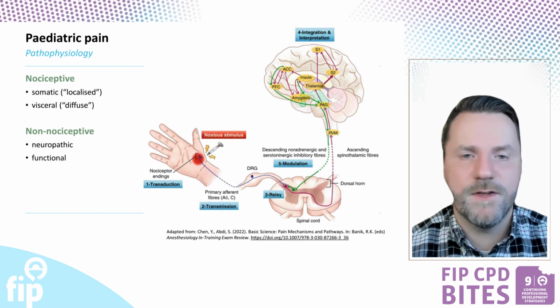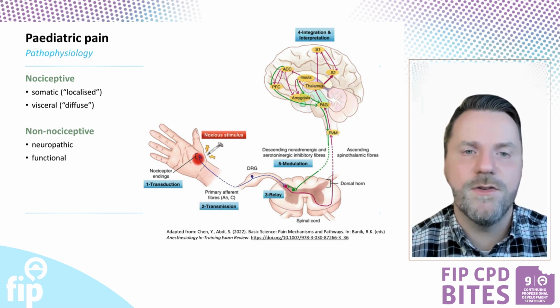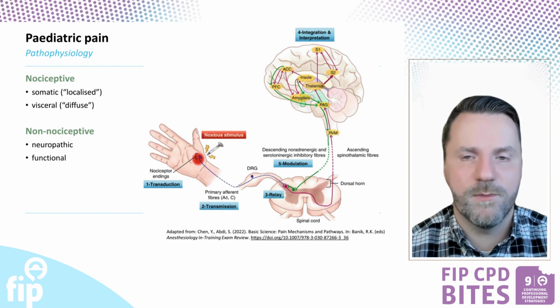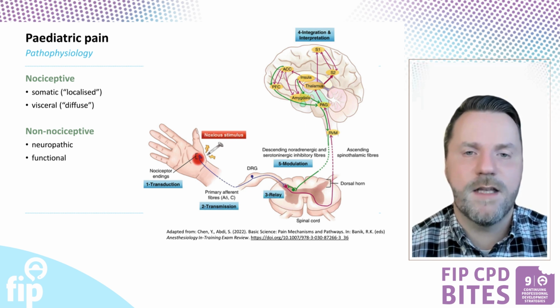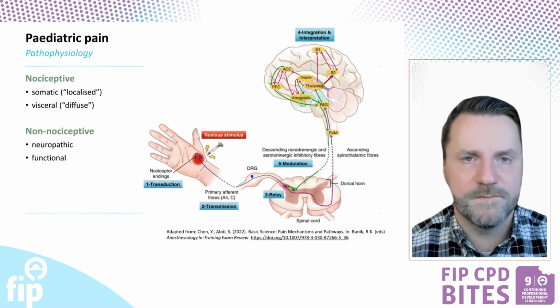Visceral, also known as diffuse pain, comes from nociceptors in the thoracic and abdominal organs, usually due to stretching, distension, or compression. It's conducted through unmyelinated C fibers, which enter the spinal cord at multiple levels. This results in a dull, poorly localized pain.